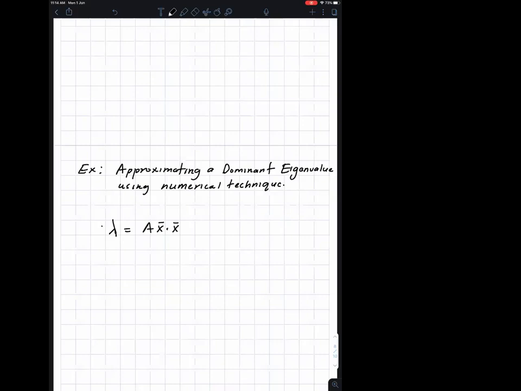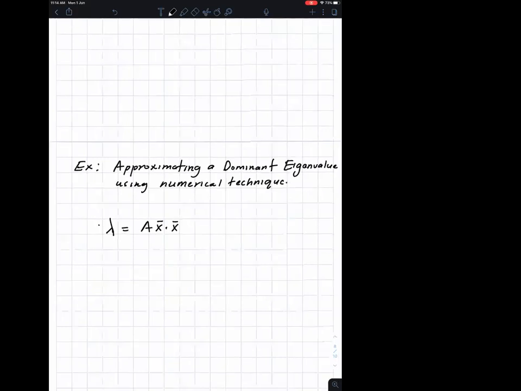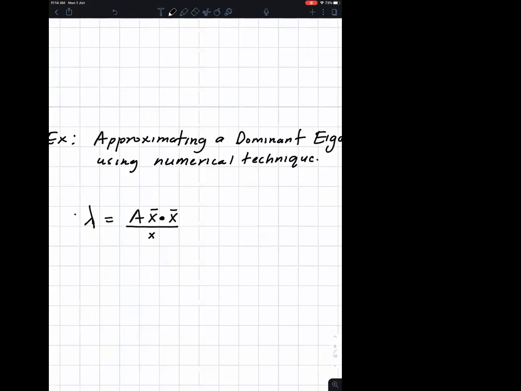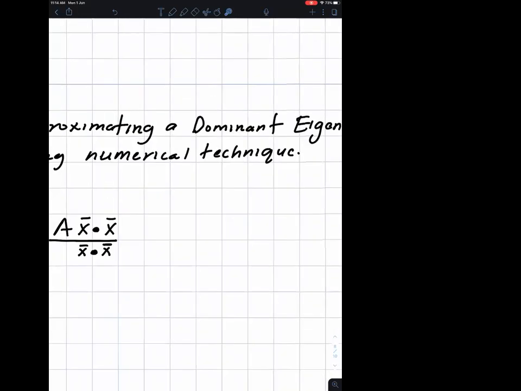Okay, let me write this out first. So this is a dot product. X bar dot with X bar. So matrix A multiplied by the X dot product with X, divide by X dot product with X. So you all know how to do dot product.